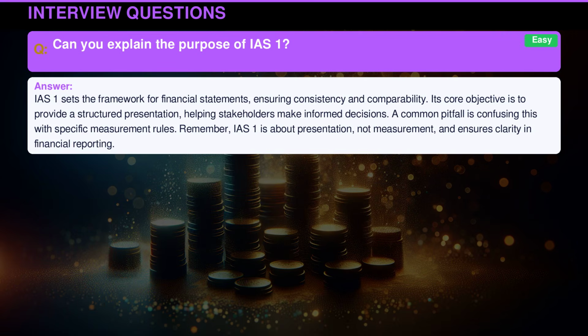IAS 1 sets the framework for financial statements, ensuring consistency and comparability. Its core objective is to provide a structured presentation, helping stakeholders make informed decisions. A common pitfall is confusing this with specific measurement rules. Remember, IAS 1 is about presentation, not measurement, and ensures clarity in financial reporting.